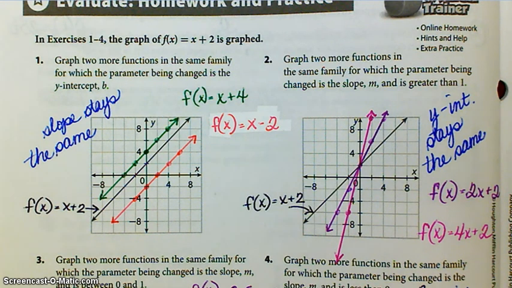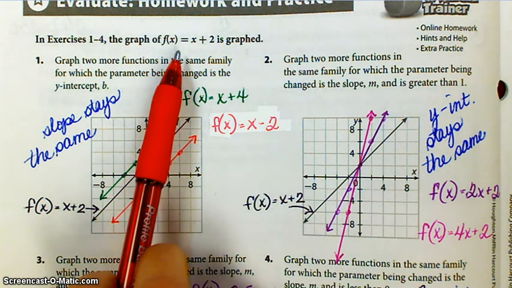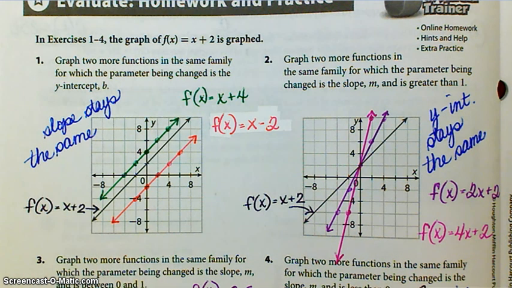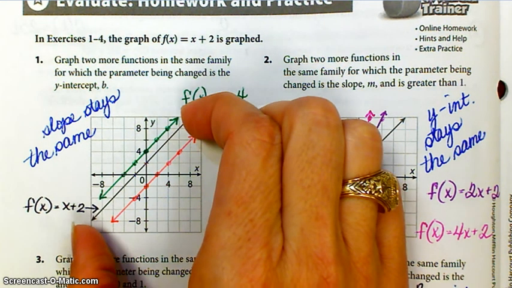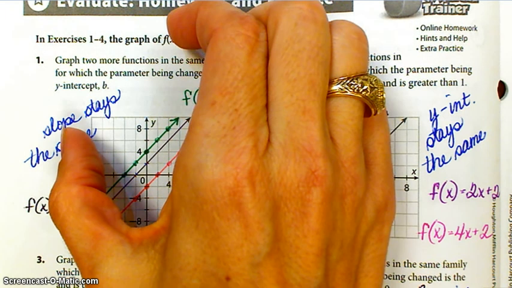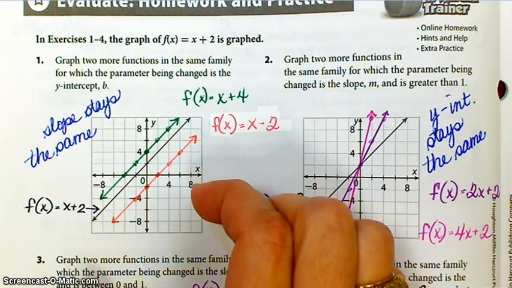So these are actually the first 4 exercises in the homework. And it says you're starting off with this function. And for instance, on number 1, it says give 2 more functions in the same family for which the parameter being changed is the y-intercept. So when you are changing the y-intercept, what you're doing is you're taking that line and you are either shifting the line up or you're shifting the line down.